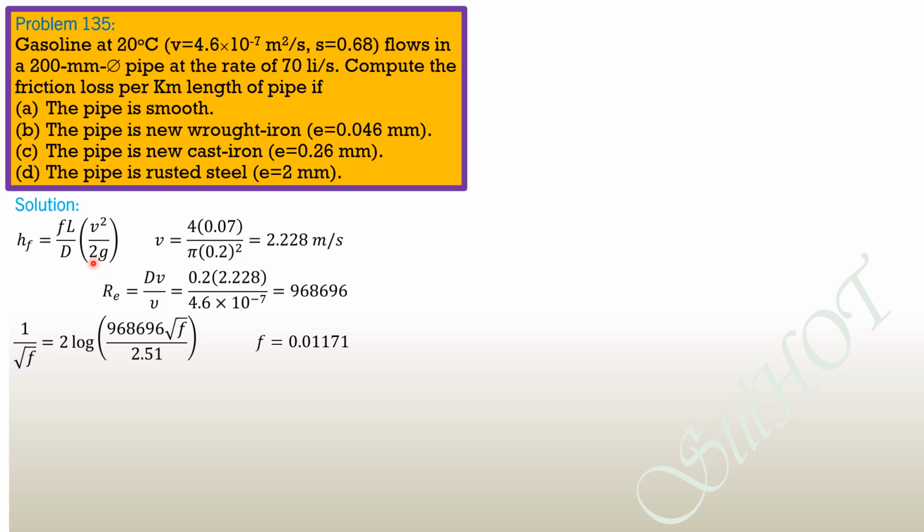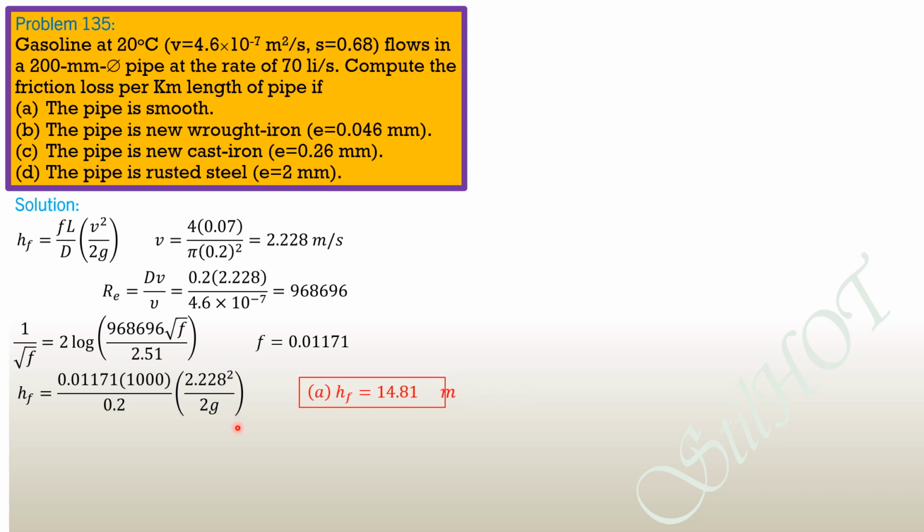From here, we can solve the head loss. So head loss is friction factor 0.01171 times 1000 meter per kilometer over diameter 0.2 times velocity head 2.228 squared over 19.62. So the head loss is equal to, and that's the answer for part A, 14.81 meters.